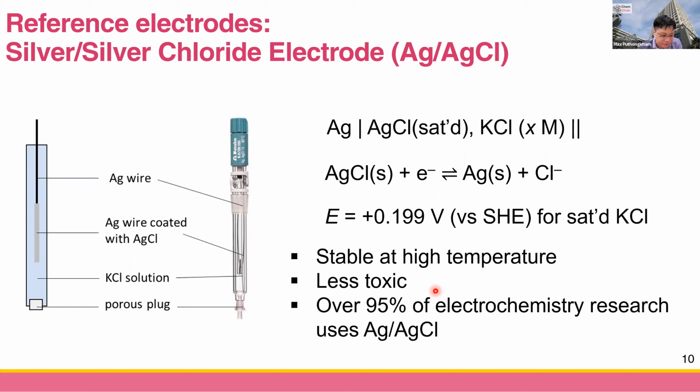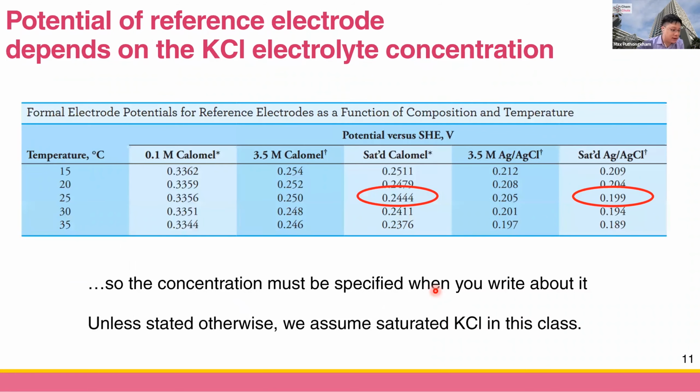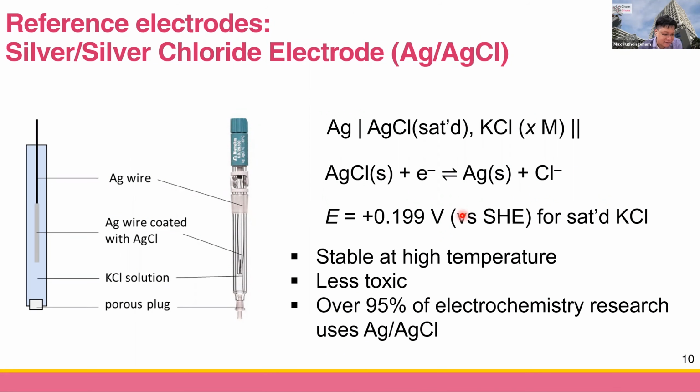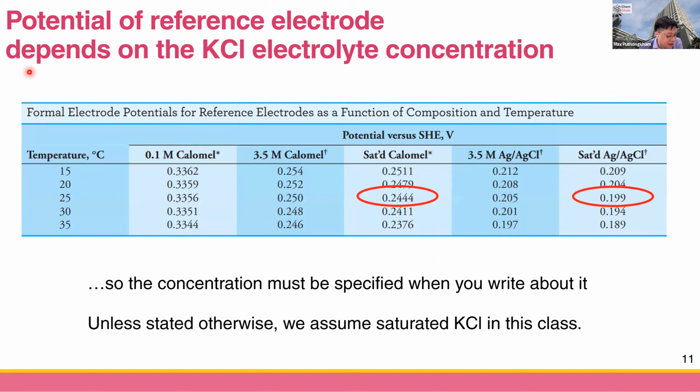All right, so let's go to the next one. We said I give you the electrode potential when the KCl is saturated. But on this slide, I show you the effect of temperature and concentration of the KCl on the electrode potential. You can see that when the temperature changes, the electrode potential changes, and of course the concentration of KCl too: 0.1 KCl in calomel, 3.5 KCl in calomel, saturated KCl in calomel, or 3.5 molar KCl in silver chloride, saturated KCl in silver chloride electrode. You can see that the potentials change.